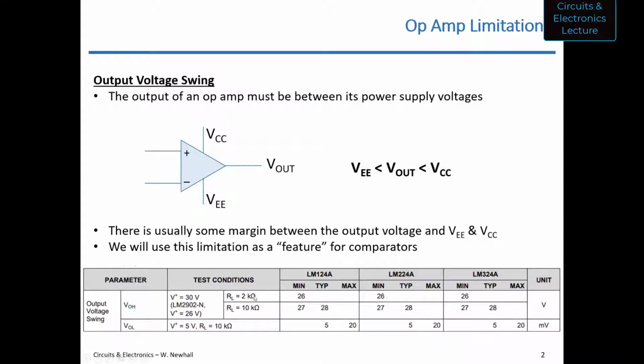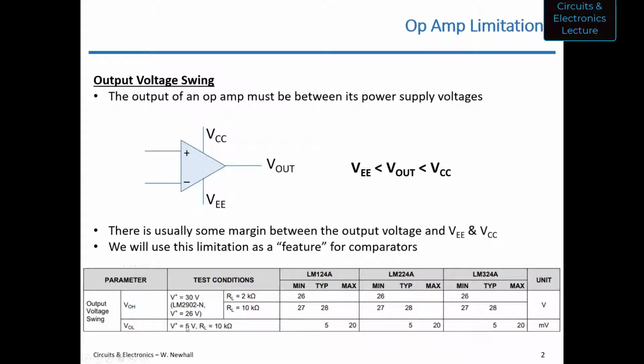In the case where you put a smaller resistor and you're drawing more current from the op amp, you're sourcing more current, then you can only get 26 volts. So there's some margin there. This is a really cheap op amp. It's good, it's useful, but if you have to get close to the voltage rails at the output, this is not the op amp for you.